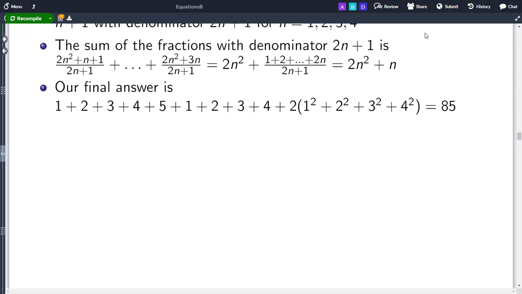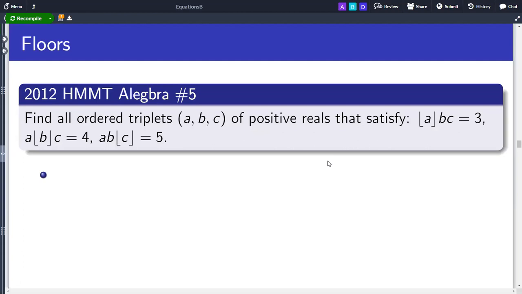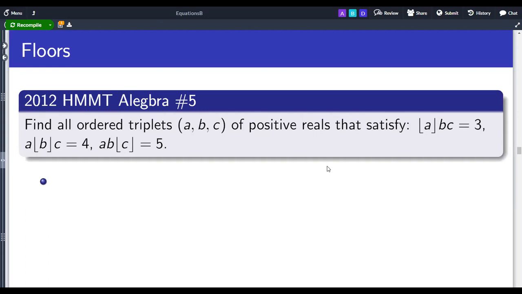Okay, we're going to go on to the next question. Our next question is from the 2012 H1P test. So I'll give you a few minutes to think about it, and then we'll discuss it later. Also, of course, if you have ideas, you can type them in the chat.